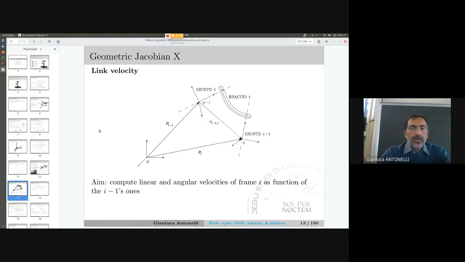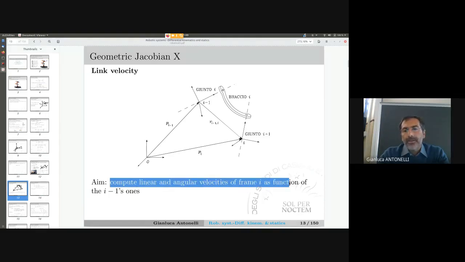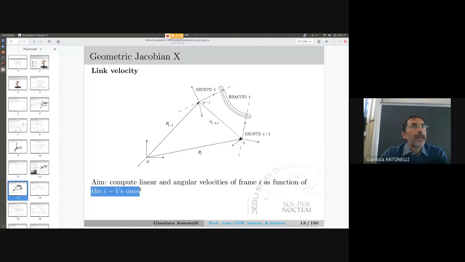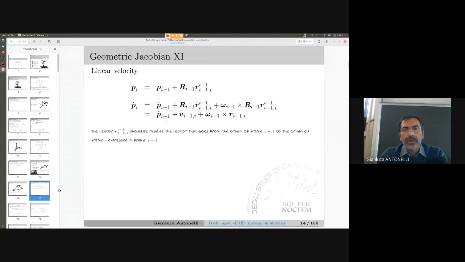Okay, so our aim now is to compute the linear and angular velocities of frame i as a function of the previous one, a systematic way to compute the velocities. This is our purpose now. The linear velocity equation is apparently a little bit complex, but if I explain the meaning, you will see that it's not more difficult than the head on the analogic disc, the musical disc, okay? Conceptually, it's not different. Let us look at the equation a little bit.